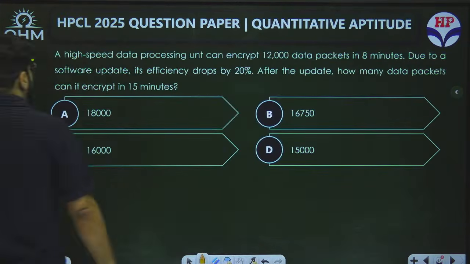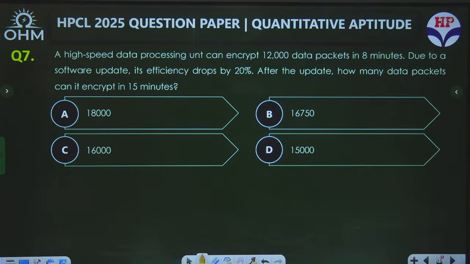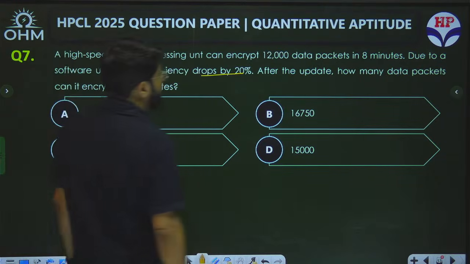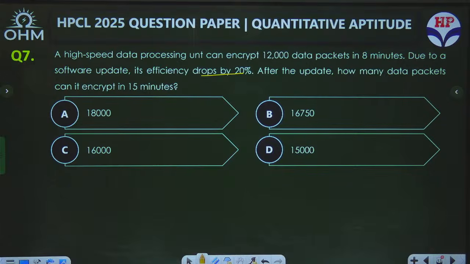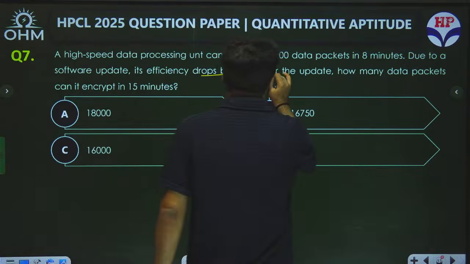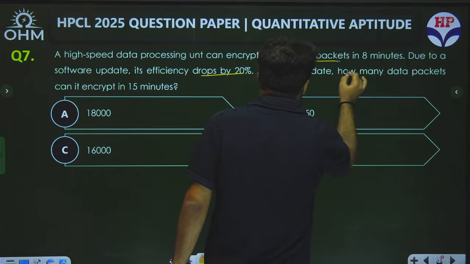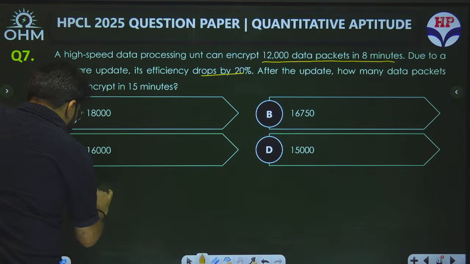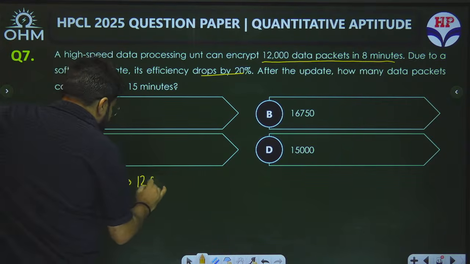A high-speed data processing unit can encrypt 12,000 data packets in 8 minutes. Due to a software update, its efficiency drops by 20%. After the update, how many data packets can it encrypt in 15 minutes? So what is the efficiency right now? 12,000 data packets in 8 minutes.